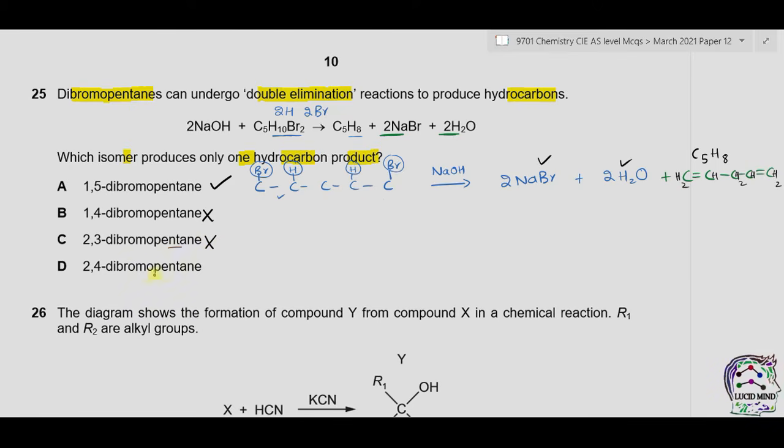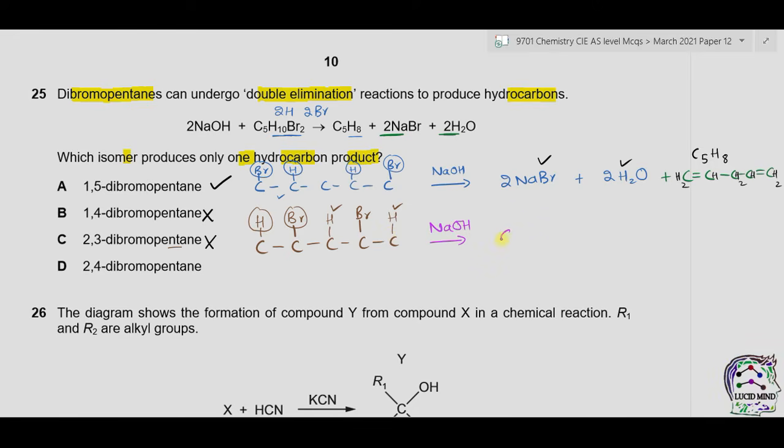Last one is 2,4-dibromopentane. Again we have 5 carbon atoms. On second carbon and fourth carbon we have bromine. Again, elimination can take place in such a way that one hydrogen atom is removed from adjacent carbon. Second double bond can either come between these two carbon atoms if this hydrogen is removed along with Br, or between these two carbon atoms if this hydrogen is removed along with this Br. The possible products will be like this.